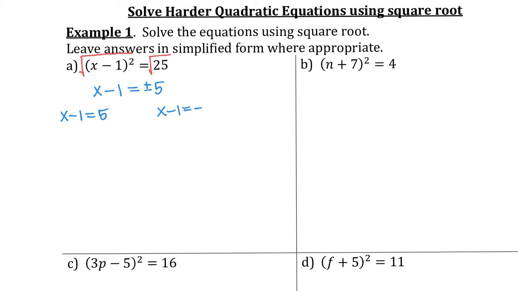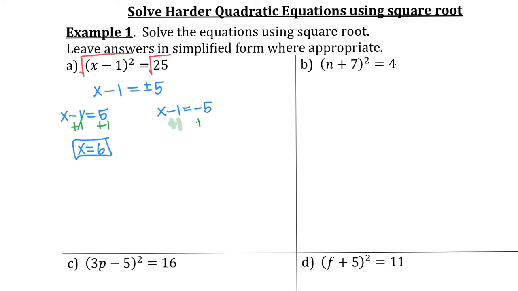You could solve it the way it is, and I'll show you on the next one. So I wrote x minus 1 equals positive 5 here, x minus 1 equals negative 5 over here. Then I'm going to go ahead and solve both of these equations. So I can plus 1. So x equals 6 is one of my answers. And if I think about it, if I plug 6 in here, 6 minus 1 is 5. 5 to the second is 25. So that answer makes sense.